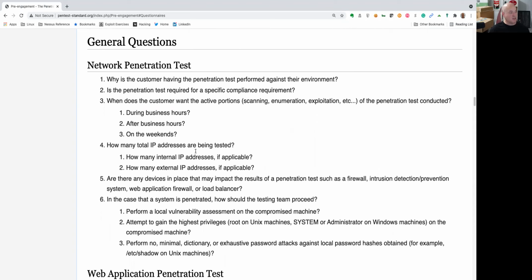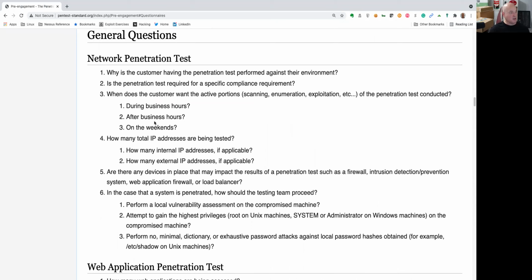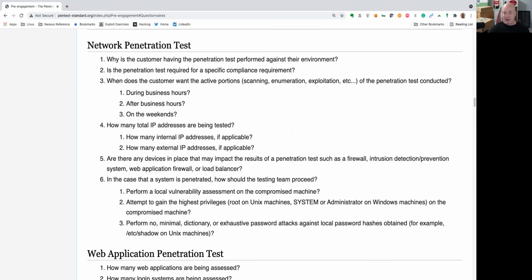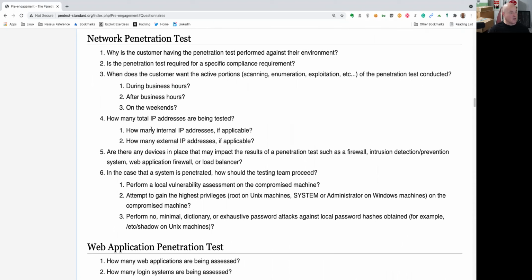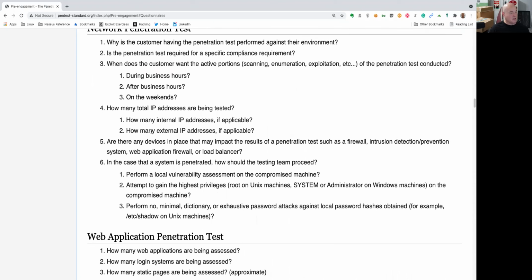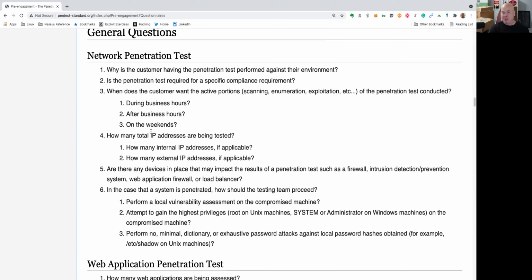So these general questions, you can see things related to network pen test. So this is going to be related to anything. So testing after hours, during business hours, or on weekends. Sometimes companies are going to want their applications or their targets tested off peak hours because they don't want the systems to be taken down, which doesn't always happen, but it does happen at times if someone's doing a vulnerability scan and reboots or crashes a system. So you don't want that to happen.